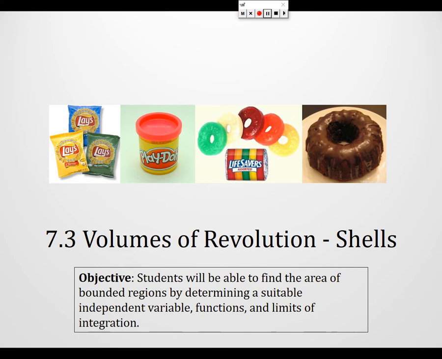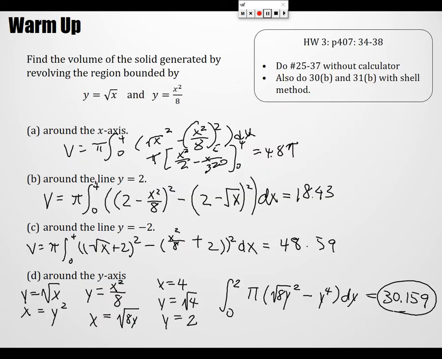The homework on the board is different from what's on the paper. Is it? Do we do 25 through 37? Like, do we do 25? Oh, I'm sorry, 35 through 37. It should say the same thing as what's on there. 34 through 38. You're doing all of those. You're also doing 35 through 37 without a calculator.